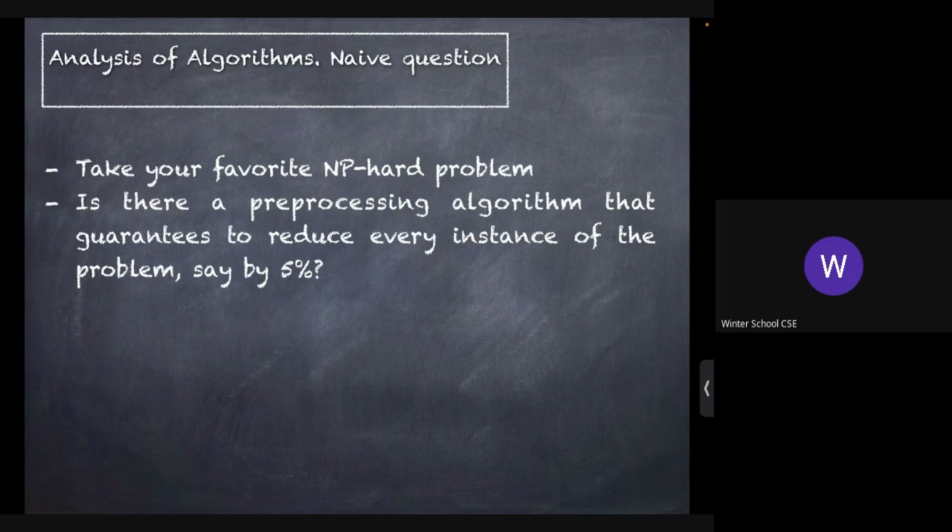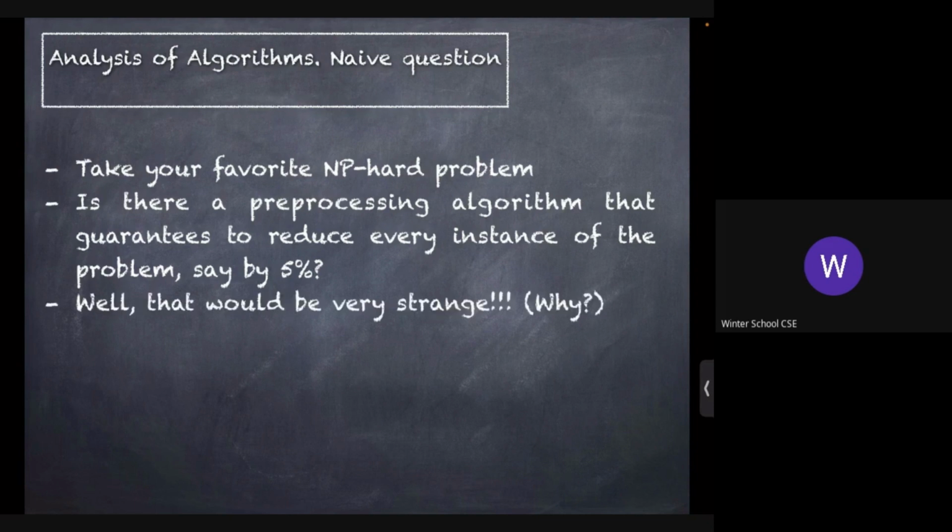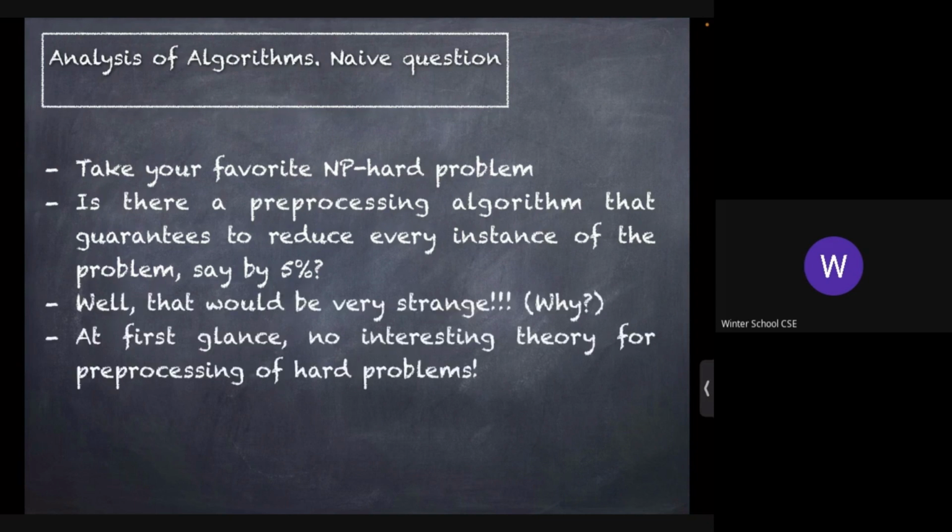You'll say it's complete rubbish, right? Exactly, because if there's such an algorithm, you take your preprocessing, reduce the instance, apply it again, and at the end you find a solution. So in polynomial time you solve an NP-complete problem. That doesn't make sense at all, right? So at first glance, there's no interesting theory for preprocessing of hard problems.